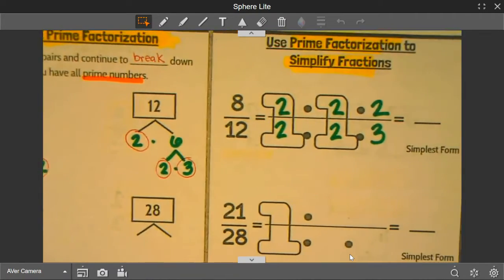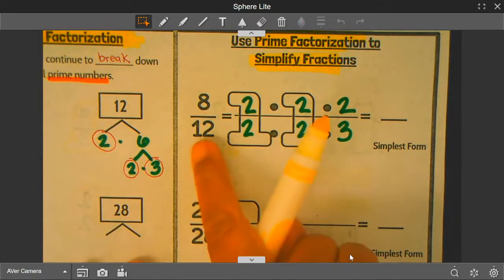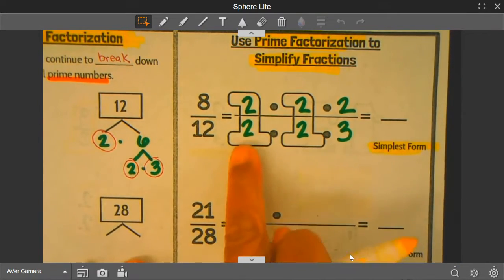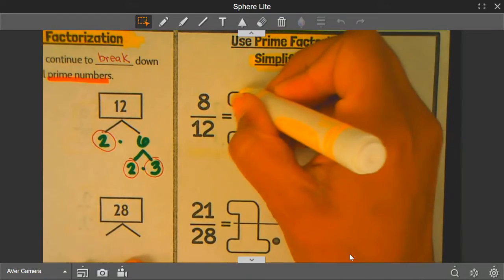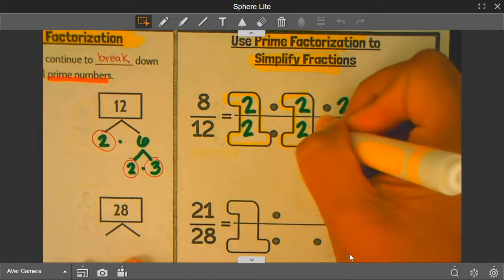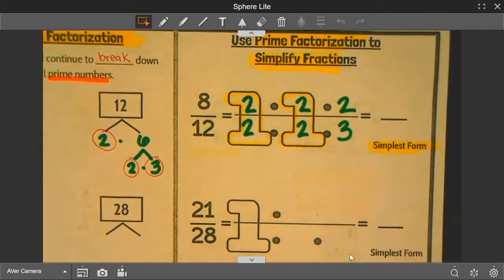Now I'm going to simplify 8/12 by finding my giant ones. 2 divided by 2 is a giant 1. 2 divided by 2 is a giant 1. 2 divided by 3, nope, that is not.